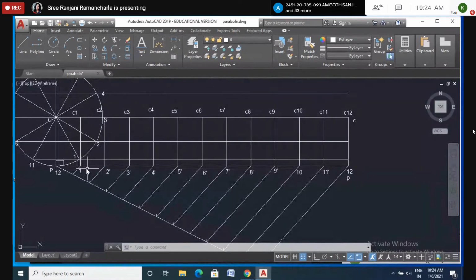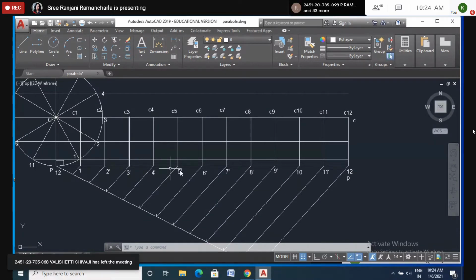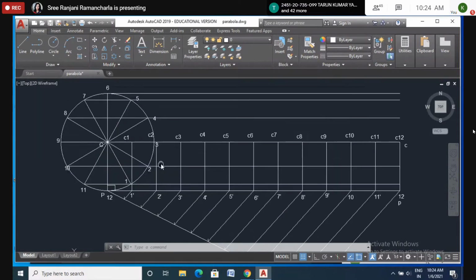Now after marking the 1 dash, 2 dash, 3 dash, from 1, draw a vertical line passing through the center. Like all the lines, you have to draw the vertical line from 2, 3, 4, 5 like that. I am writing here C1, C2, C3, C4, C5, C6. Now C12 and C is one and the same. Don't get confused.